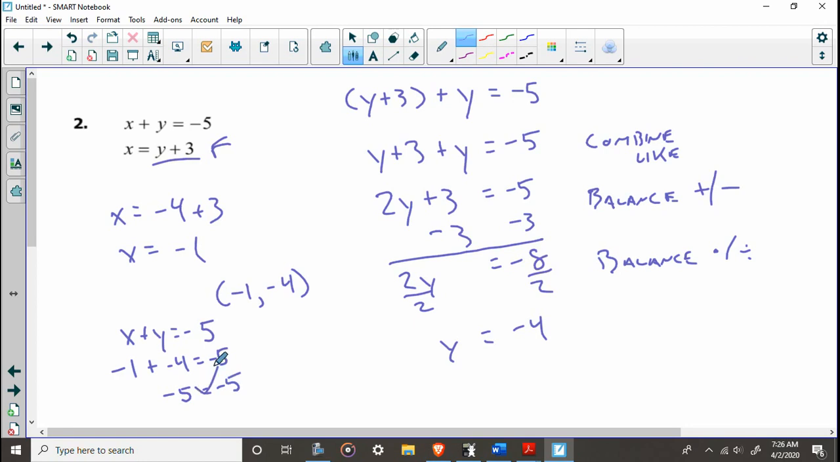This one you could have gone either way, but I would say, take the simplest, most direct route. But if you really do like the elimination method, by all means, you can do the elimination method if you'd like.